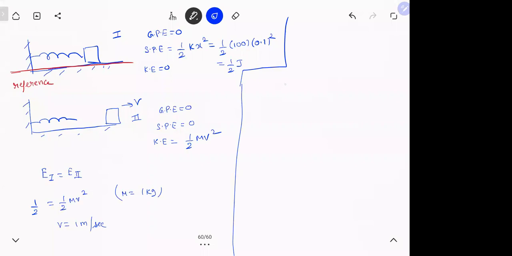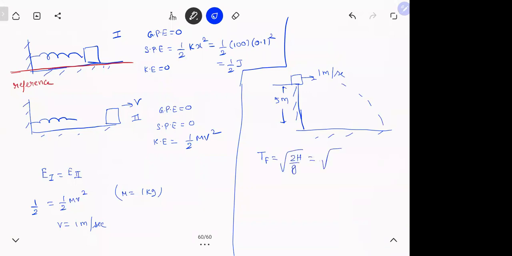Now the problem has become like, from the table, you're falling from a 5-meter height. We have done something like this today. So now you got a speed of 1 meter per second. What is the time of flight? Root over 2h by g. So that's 2 into 5 by 10, so that is 1 second. Range will be horizontal velocity into time of flight. That's 1 into 1, so 1 meter. So the block flies over the table and falls at a distance of 1 meter.